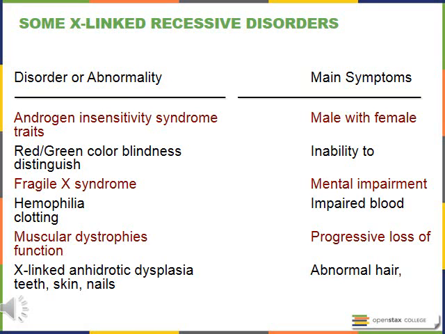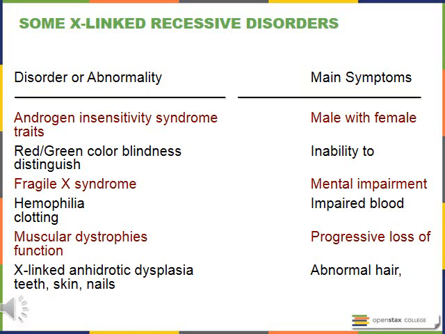Fragile X syndrome is a mental impairment. It has to do with the X chromosome, of course, and it's recessive. I don't know anything more about it than what it says. Hemophilia is that impaired blood clotting, like we just talked about. Muscular dystrophies is a progressive loss of function. Again, another horrible disease.